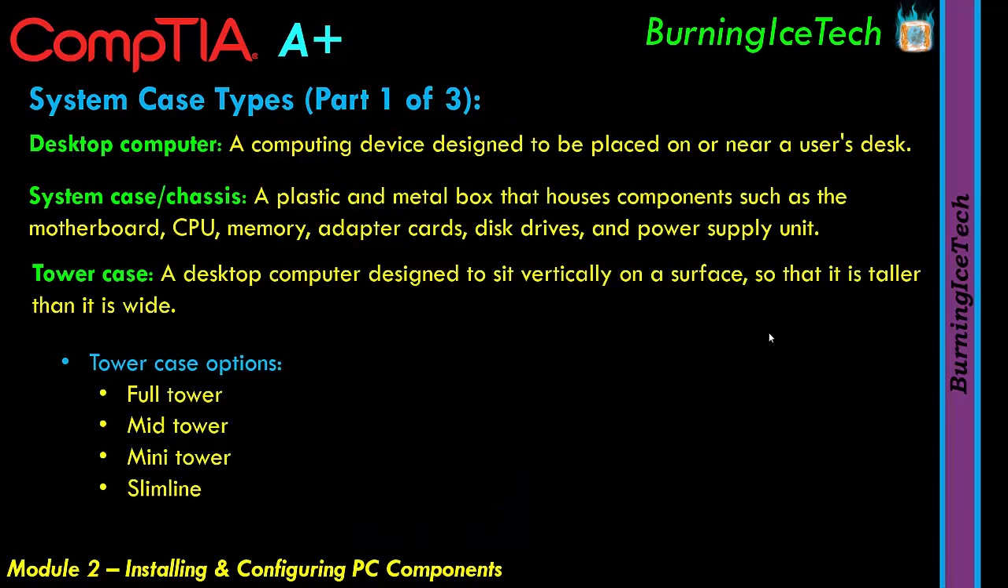All right, so let's talk system case types. First of all, desktop computer: a computing device designed to be placed on or near a user's desk. If you know what a laptop is, well, the name says laptop, which means it was designed to be on your lap. The funny thing is, in most cases, if you put a laptop on your lap, it actually smothers the vents, which is not a good idea. So you actually want to have it on a flat surface.